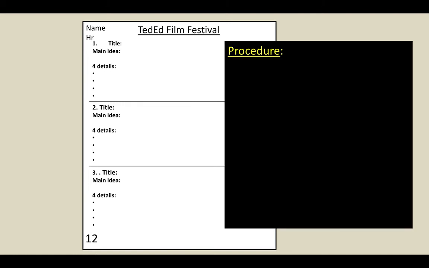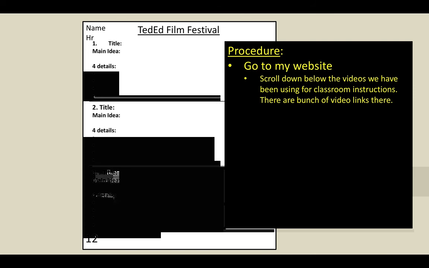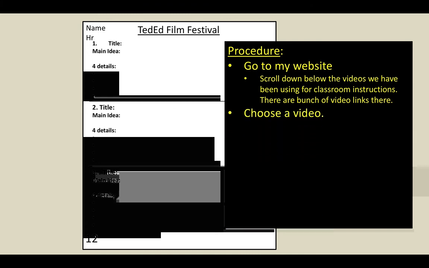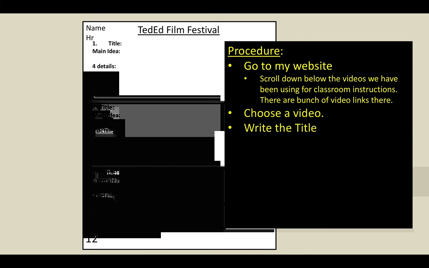Here's the procedure you're going to follow for the TED Ed Film Festival. On my website, there are a whole bunch of TED Ed video links listed, and they all have to do with the atmosphere. So you're going to scroll down below all of the instructional videos that we've been using, and there's a section that says TED Ed Film Fest. And when you get there, you can look over the links and choose a title that sounds intriguing to you, and then write that title next to the word title in box number 1.